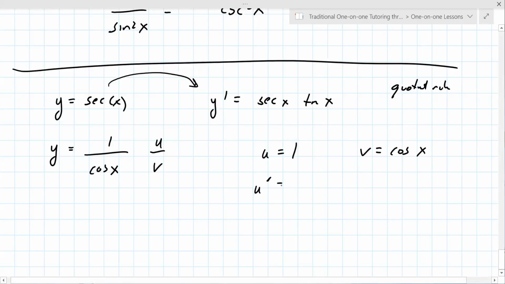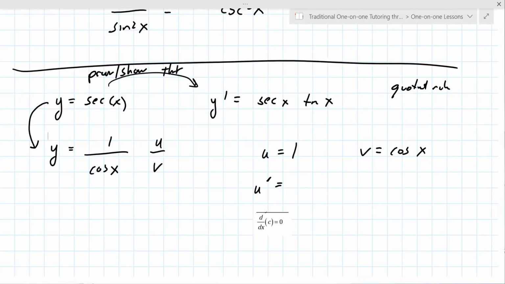So what is the derivative of 1, of a constant? Itself. That is, so derivative of a constant is always 0. Wait, so did you start with y equals secant x? Yes. And the question would say to prove or show that the derivative of secant x is secant tangent. Then how did you get the 1 over cosine? This is one of those 6 reciprocal trig functions that is just really important to know. Okay, gotcha.